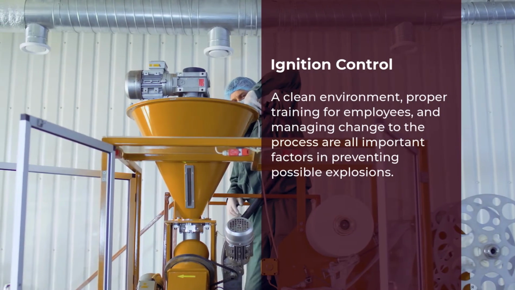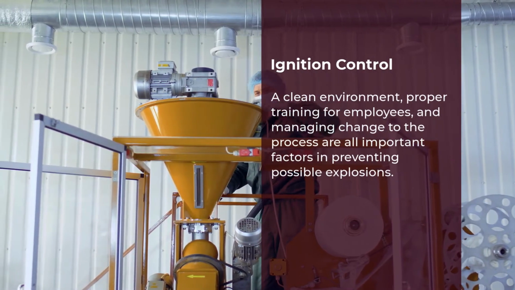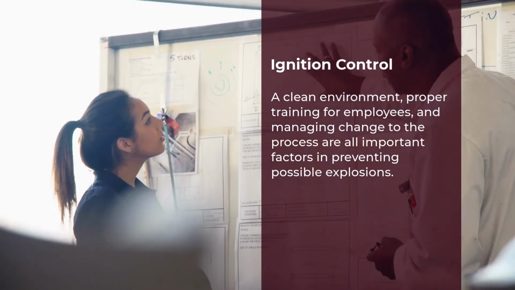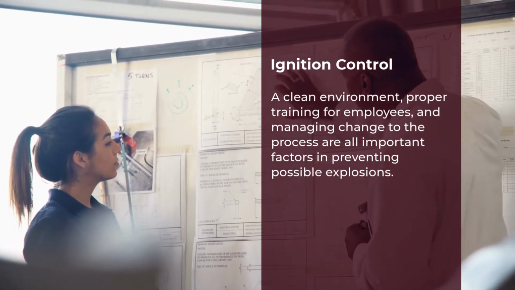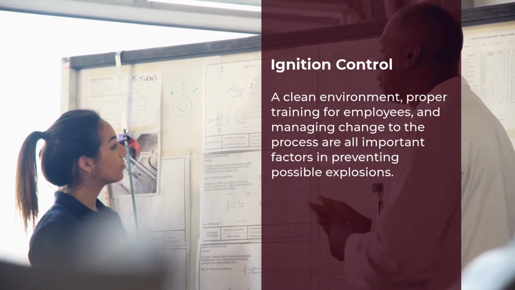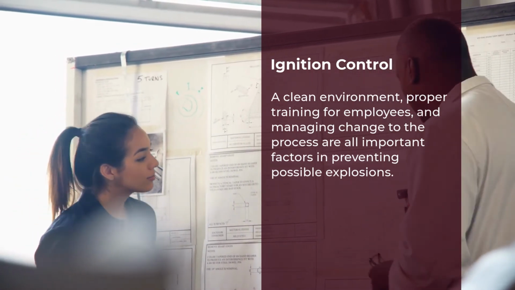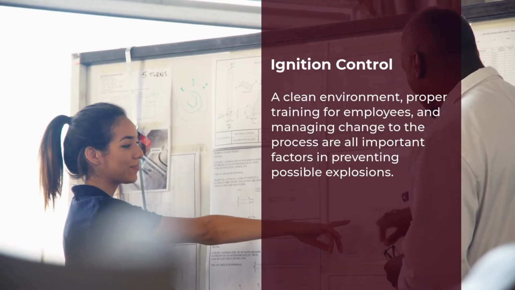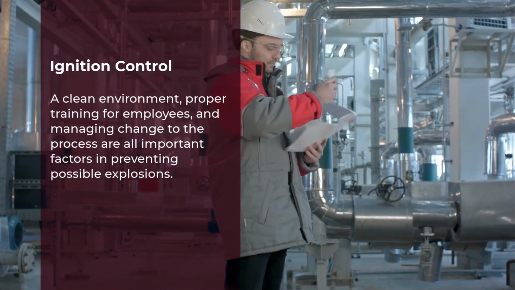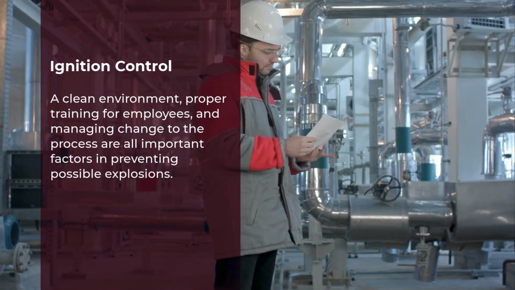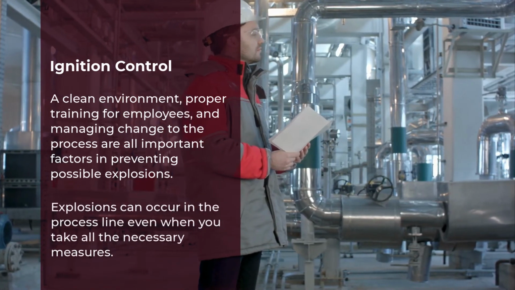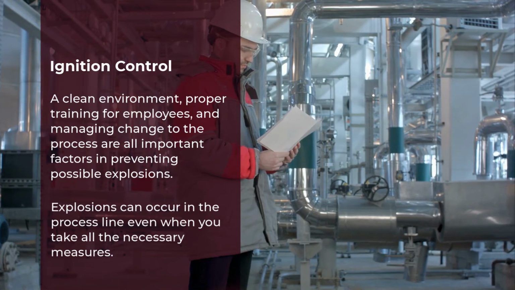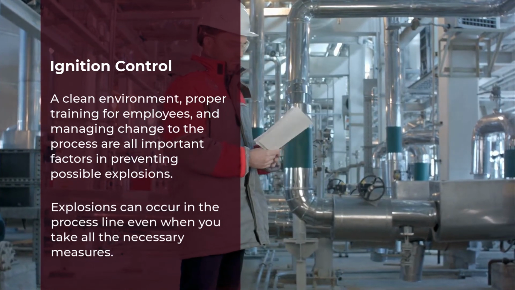Ignition control, proper housekeeping to remove residual dust, continual training of plant personnel on dealing with the dust explosion risk, and effective management of change for prospective alterations to the process or product are all critical to helping prevent an explosion from occurring under normal operating conditions. Unfortunately, abnormal conditions that result in an explosion can happen in any process line.